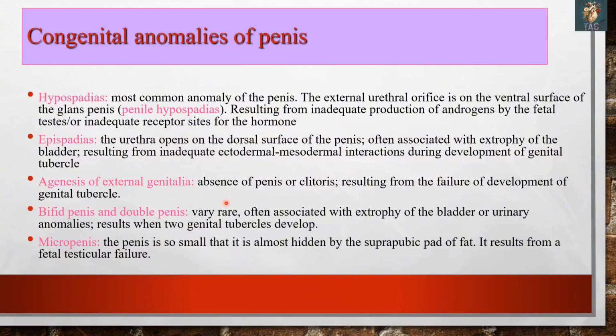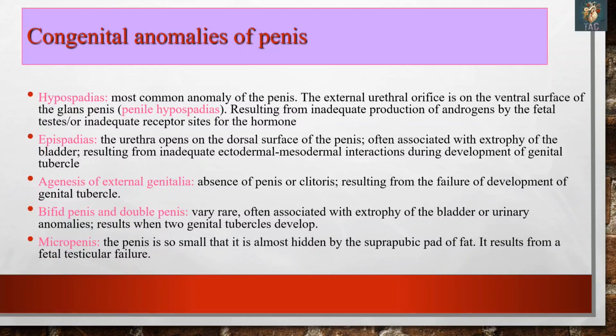Agenesis of external genitalia occurs when there is absence of the penis or the clitoris, resulting from failure of development of the genital tubercle. Bifid penis and double penis may be present because in such a condition there may be two genital tubercles which may form either a bifid or double penis. And micropenis is another condition in which the penis is so small that it is almost hidden by the suprapubic pad of fat. It results from fetal testicular failure.